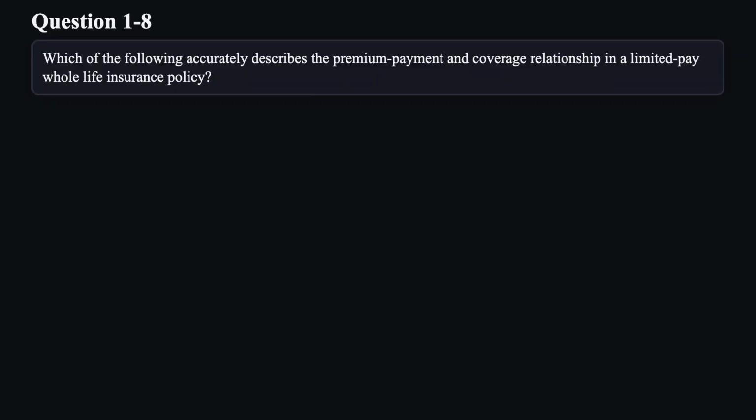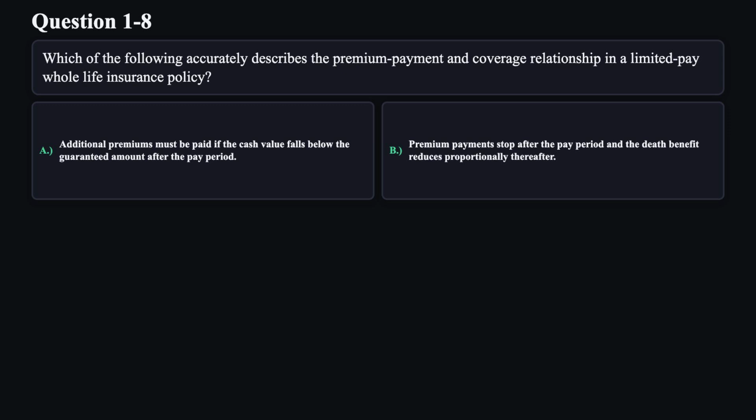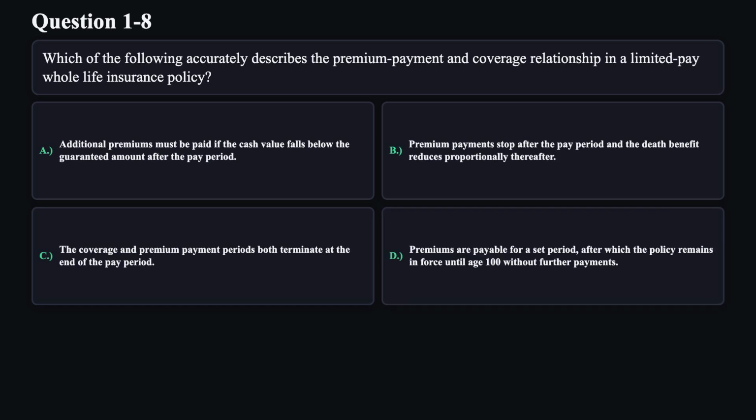Question 8. Which of the following accurately describes the premium payment and coverage relationship in a limited pay whole life insurance policy? A. Additional premiums must be paid if the cash value falls below the guaranteed amount after the pay period. B. Premium payments stop after the pay period and the death benefit reduces proportionally thereafter. C. The coverage and premium payment periods both terminate at the end of the pay period. D. Premiums are payable for a set period, after which the policy remains in force until age 100 without further payments.